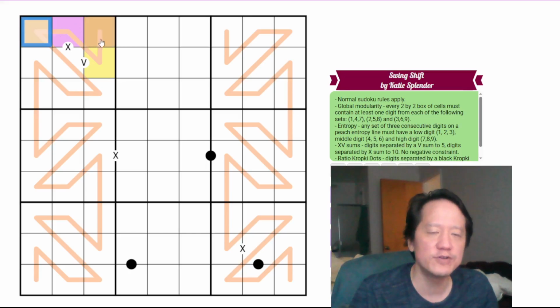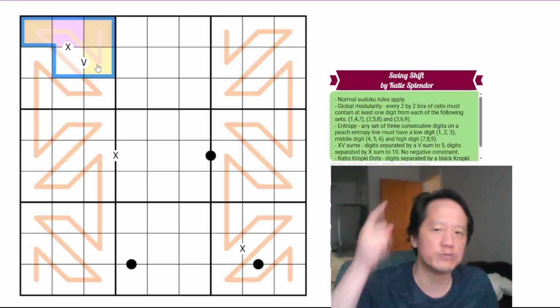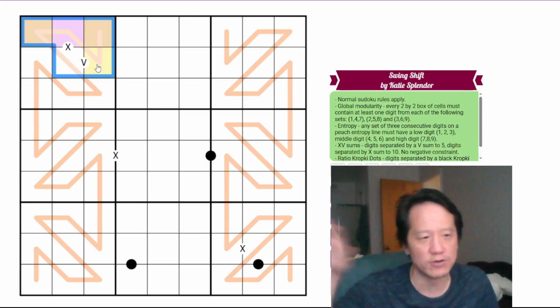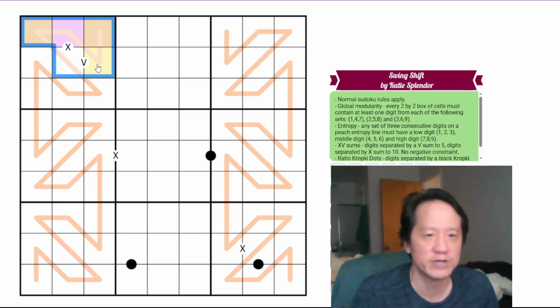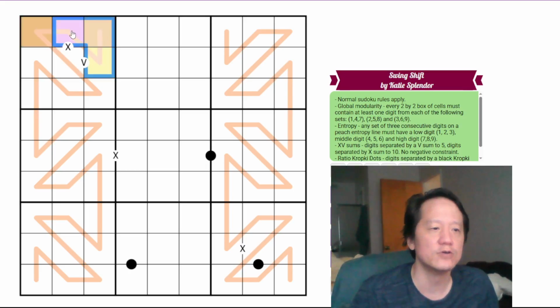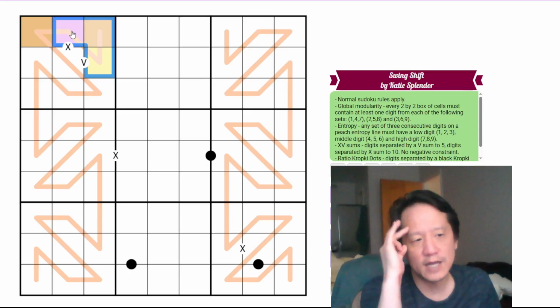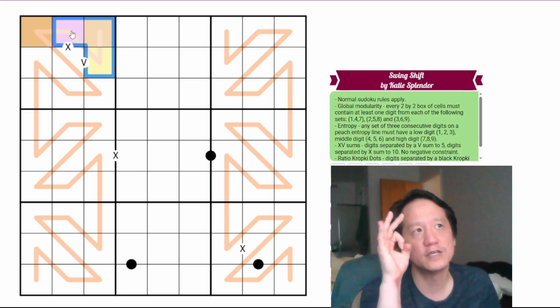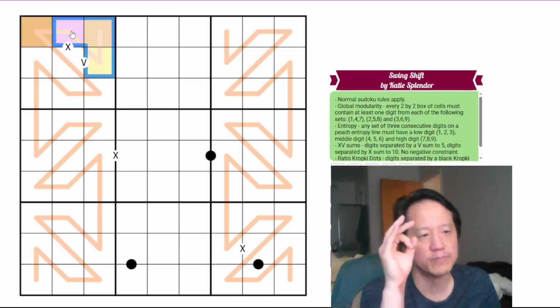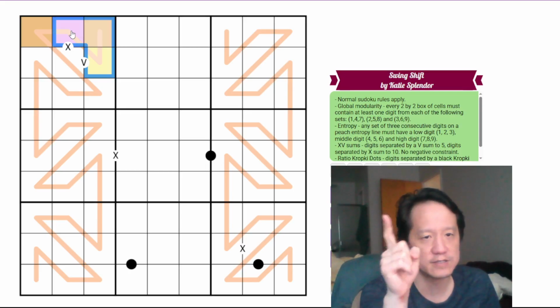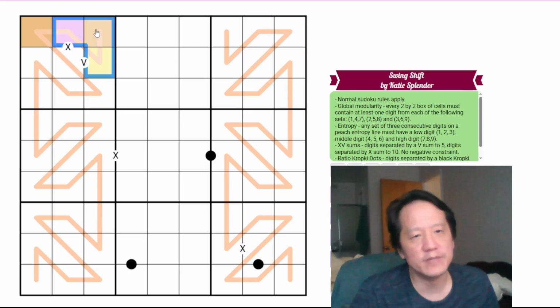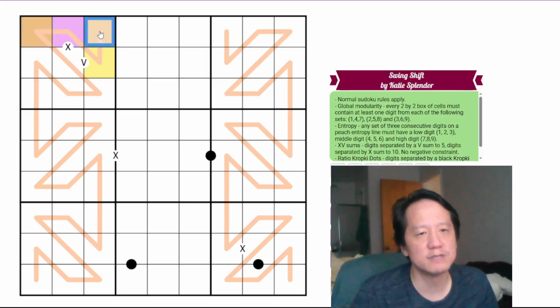So every 3 cells along an entropic line, and this also works with modular lines, but we don't have that in this puzzle, but anytime you have any 3 consecutive cells in a line, they must be one each of a set. That means that every third cell away must be the same set, right?